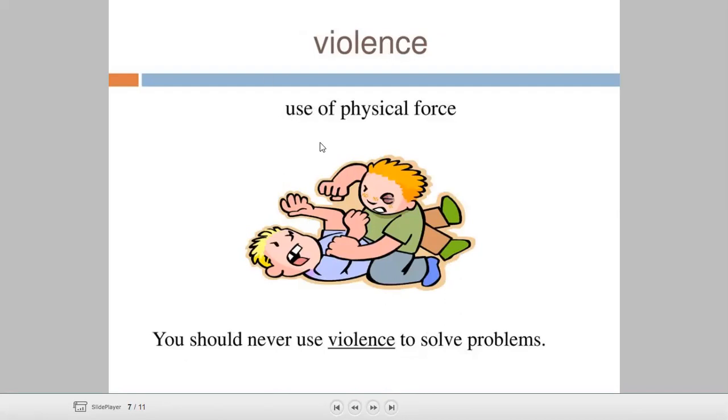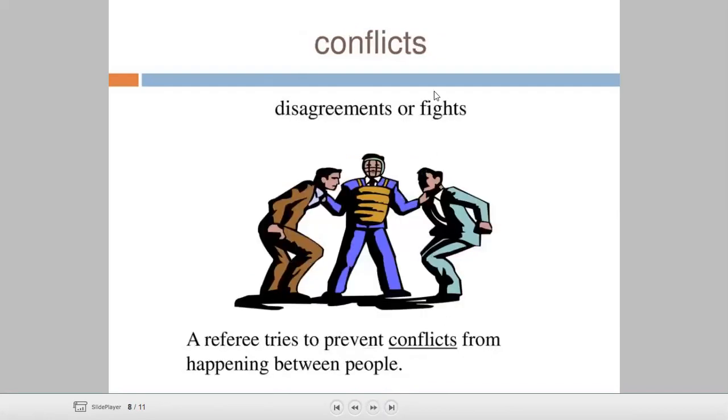Violence. Violence is the use of physical force. Like those people, they are using violence and they are hitting each other. They are not talking with each other in peace. No, they are using violence. So you should never use violence to solve problems. Like that's me and my brother. Yeah. Then we have conflict, again, like you and your brother.